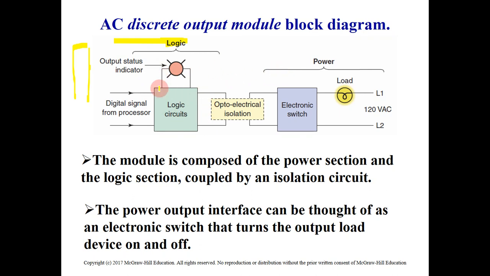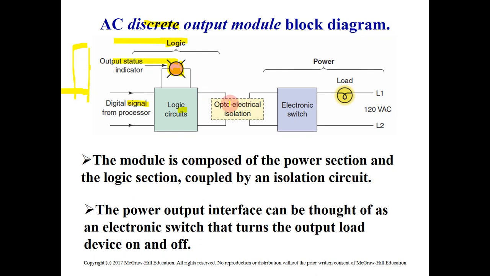So we can see from this block diagram, the signal comes from the controller at this point, goes to the logical circuit here, and here is the indicator for the output device. Is it on or off? The signal comes from the controller to switch it on or to switch it off. Since it is discrete, there are no other options.